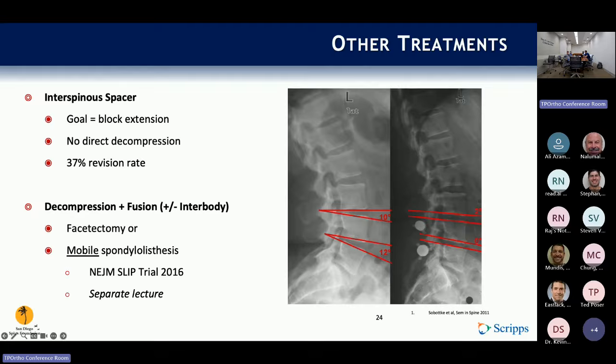And then patients who may have some aspect of instability of their spine may need decompression and fusion to essentially lock down that area.